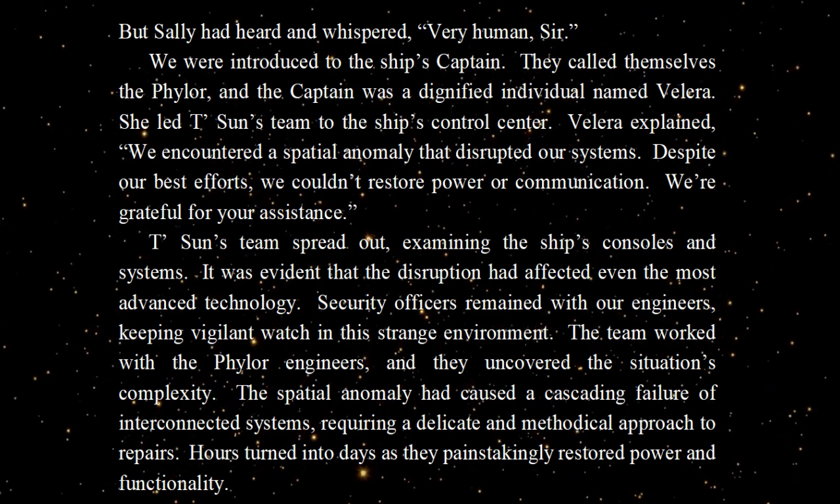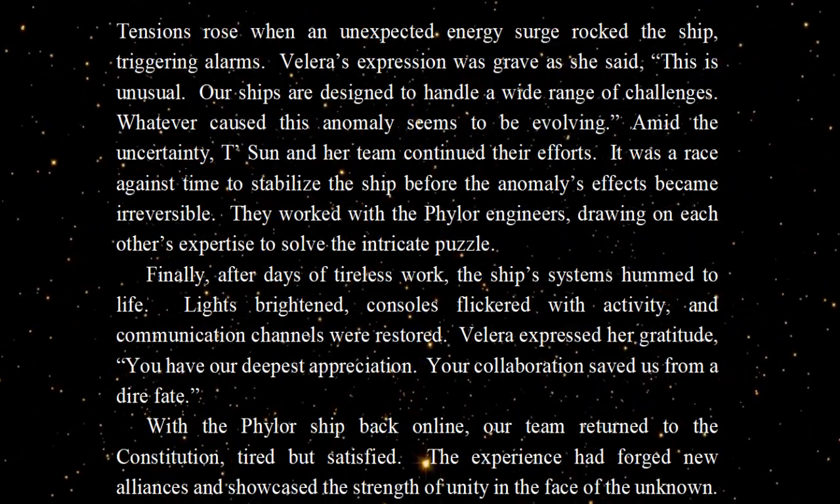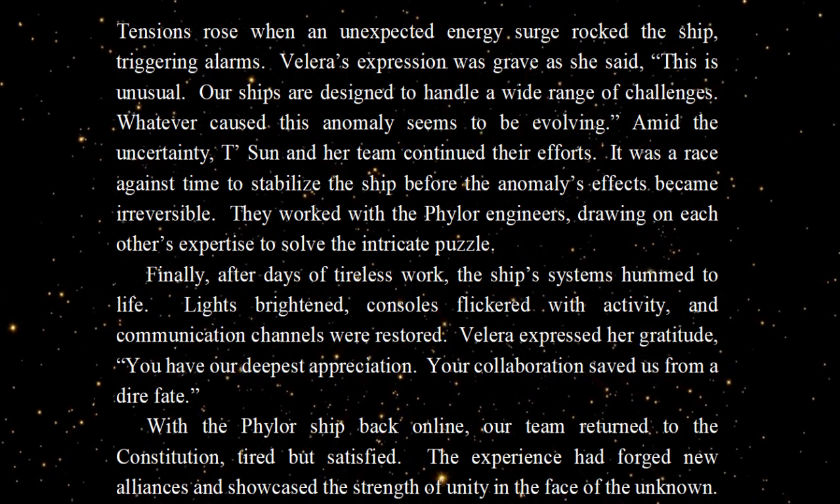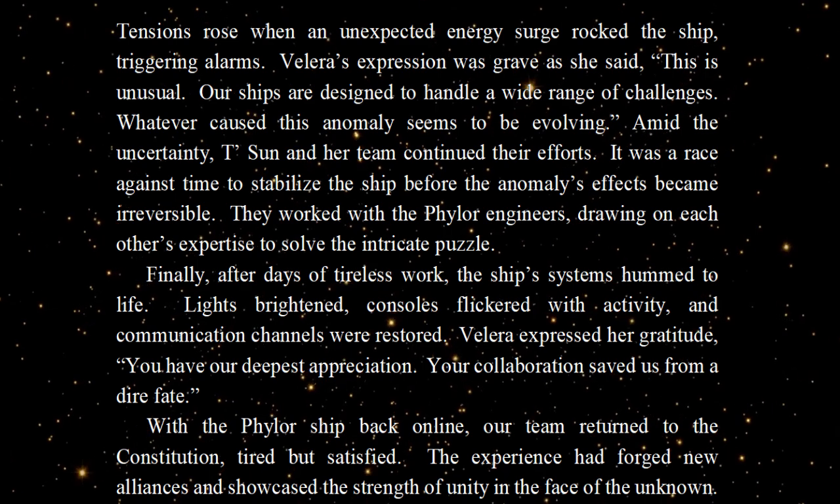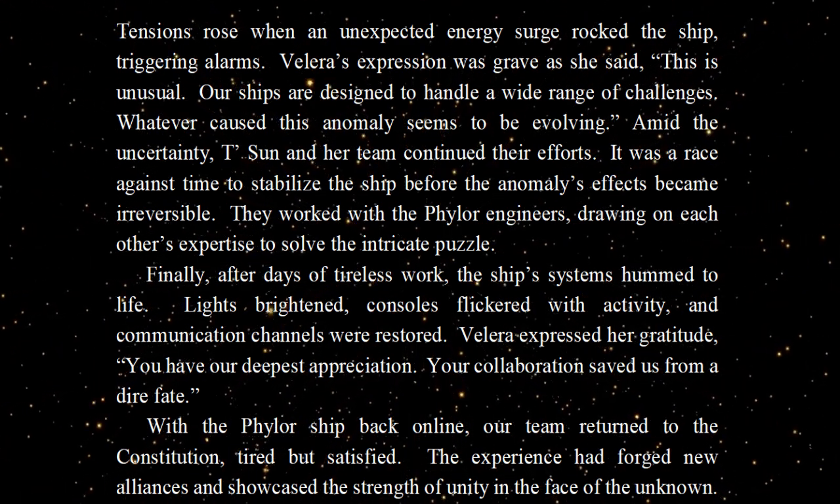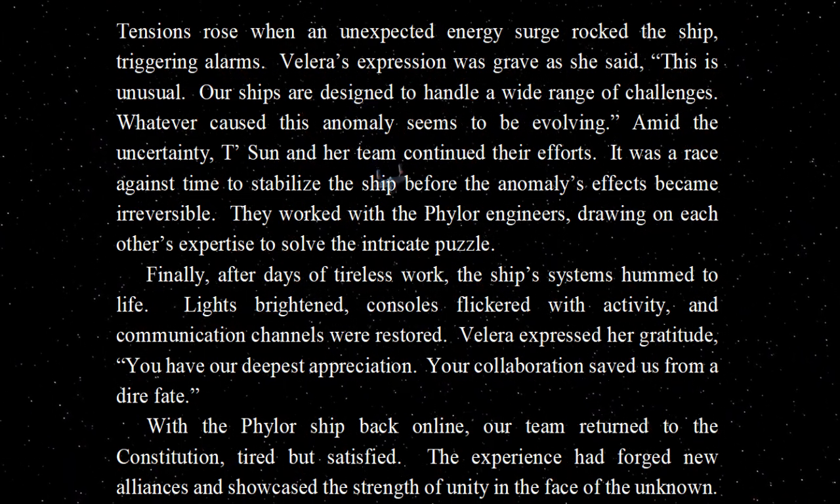Hours turned into days as they painstakingly restored power and functionality. Tensions rose when an unexpected energy surge rocked the ship, triggering alarms. Valera's expression was grave as she said, "This is unusual. Our ships are designed to handle a wide range of challenges. Whatever caused this anomaly seems to be evolving."